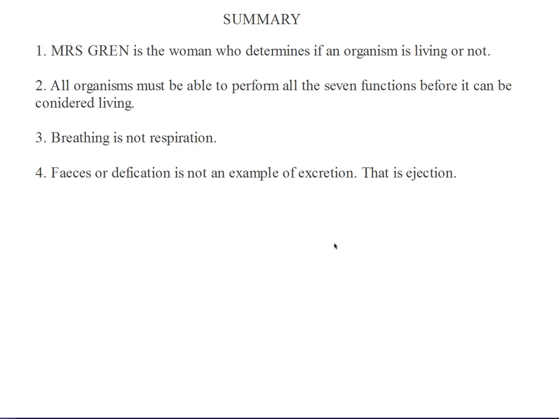Okay, so in summary, Mrs. Gren is the woman who determines if an organism is living or not. Mrs. Gren: M stands for movement, R for reproduction or respiration, E, S for sensitivity, G for growth, R for one of the 2, reproduction or respiration, E for excretion, and then N for nutrition. All organisms must be able to perform all the 7 before it can be considered living. Breathing is not respiration, please. I said respiration is what goes on in cells, where we break down the food to release energy. Feces or defecation is also not an example of excretion. For feces, we are just ejecting the undigested food out.